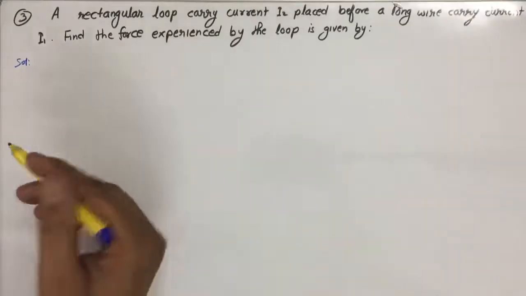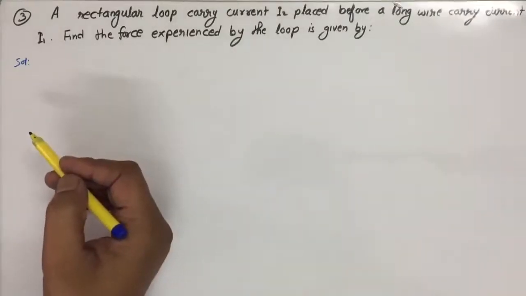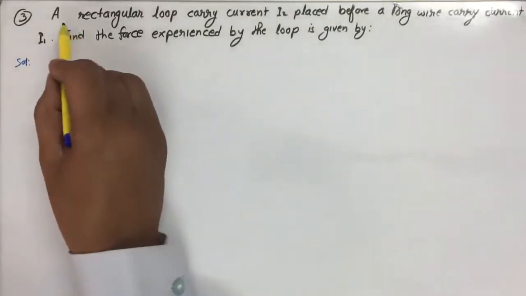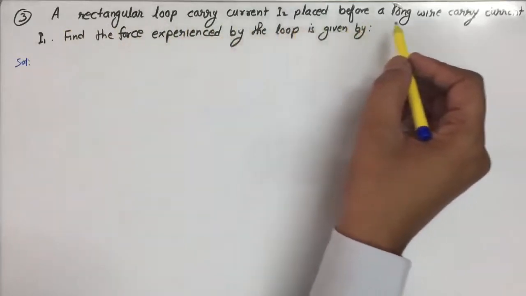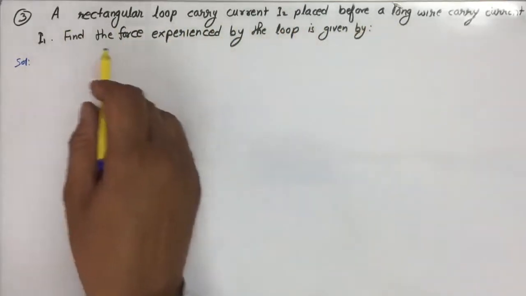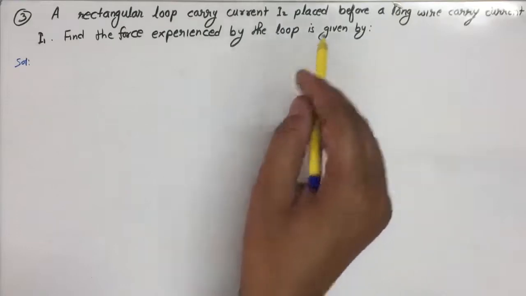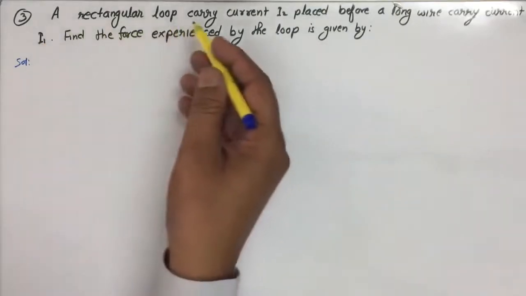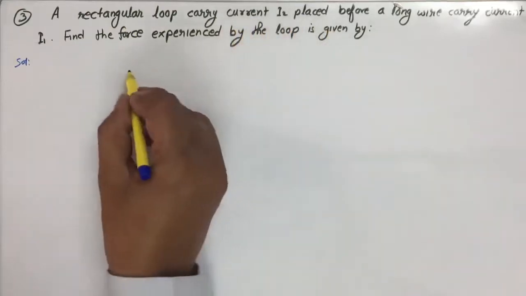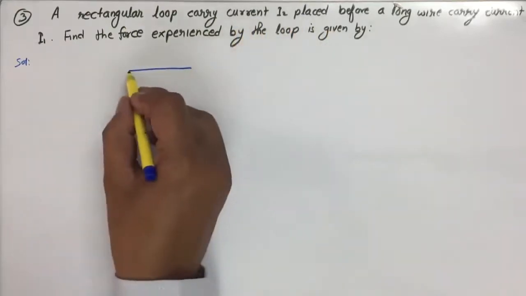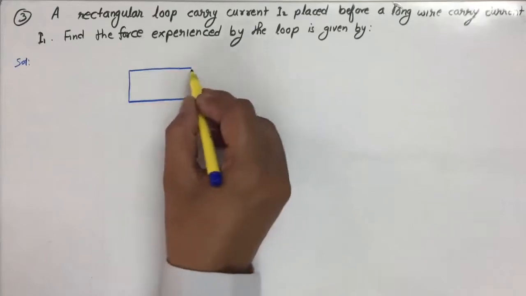Now the next problem is based on the force experienced between two current carrying conductors. The problem statement is: a rectangular loop carrying current I2 is placed near a long wire carrying current I1, and the force experienced by the loop is given by. So according to the problem, there is a rectangular loop that is carrying current I2.